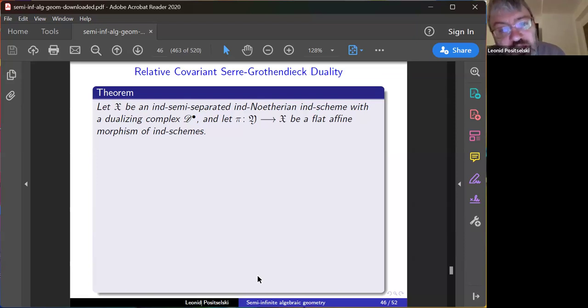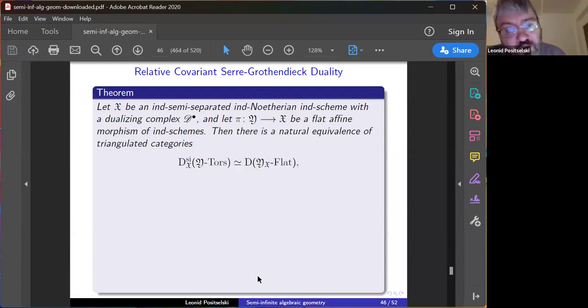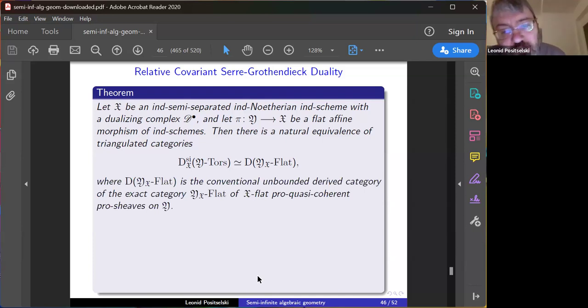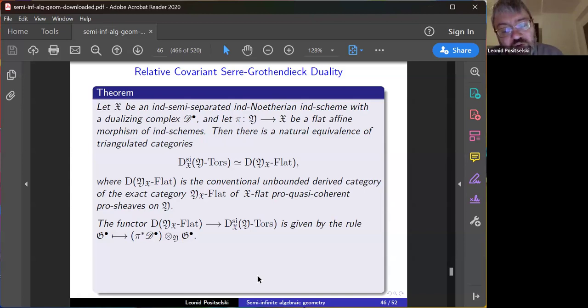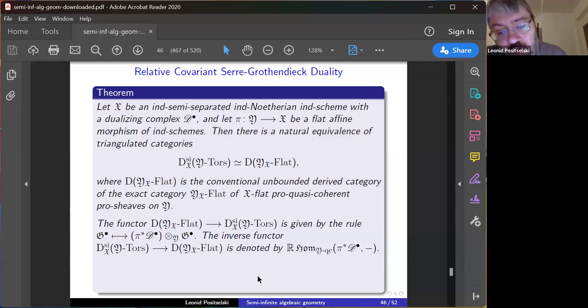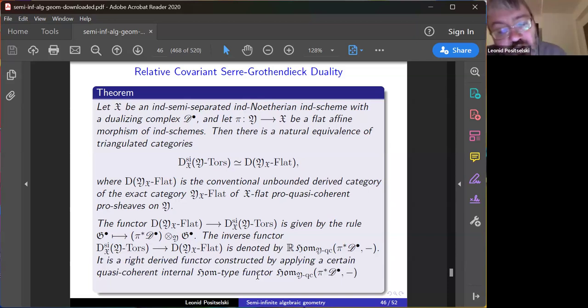Let X be a semi-separated Noetherian scheme with a dualizing complex D, and let pi from Y to X be a flat affine morphism of schemes. Then there is a natural equivalence of triangulated categories between the semi-derived category relative to X of quasi-coherent torsion sheaves on Y and the derived category of X-flat pro-quasi-coherent pro-sheaves on Y, where D of Y-X-flat is the conventional bounded derived category of the exact category of X-flat pro-quasi-coherent pro-sheaves on Y. The functor from D of Y-X-flat to D^si_X of Y-tors is given by the tensor product with the pullback of the dualizing complex. The inverse functor is denoted by R Hom_Y^qc from pi^* D. It is a right derived functor constructed by applying a certain quasi-coherent internal Hom type functor to complexes of X-injective quasi-coherent torsion sheaves on Y.